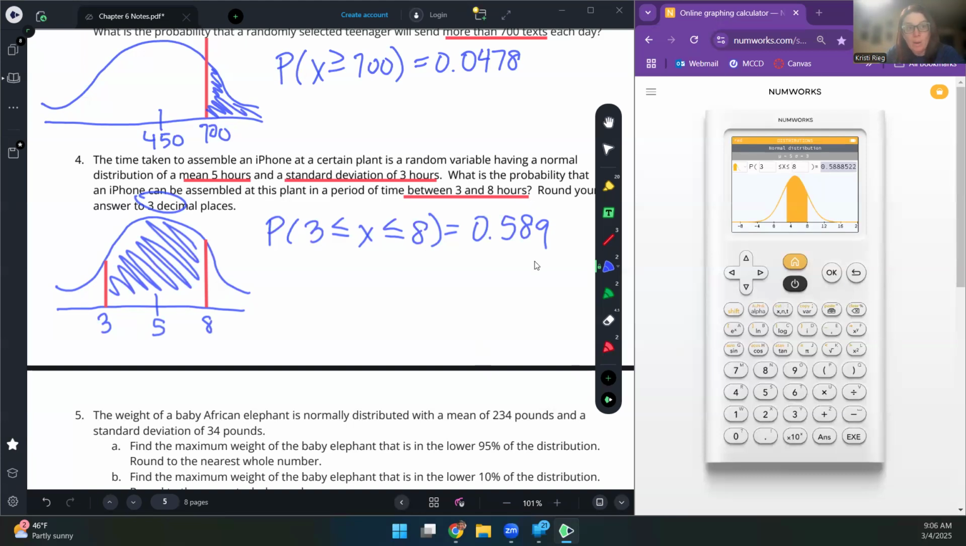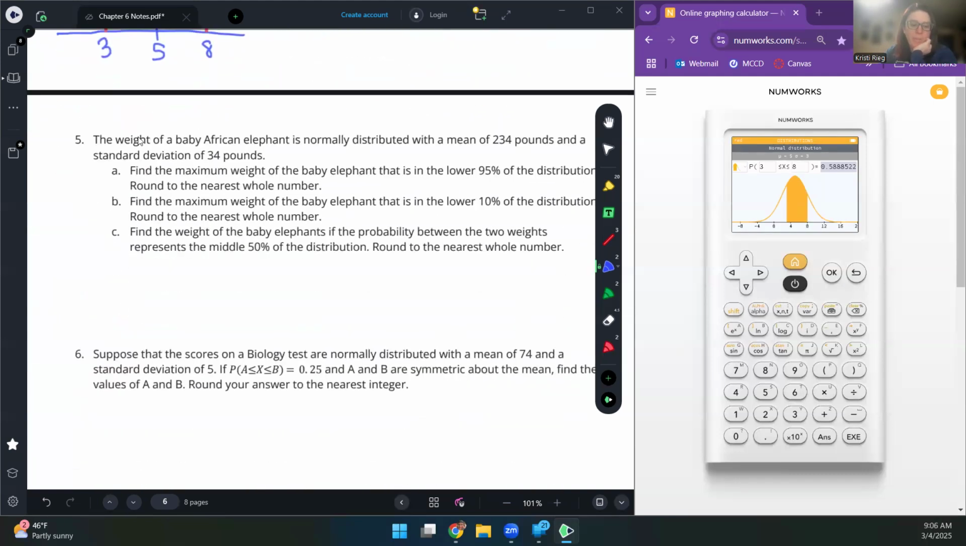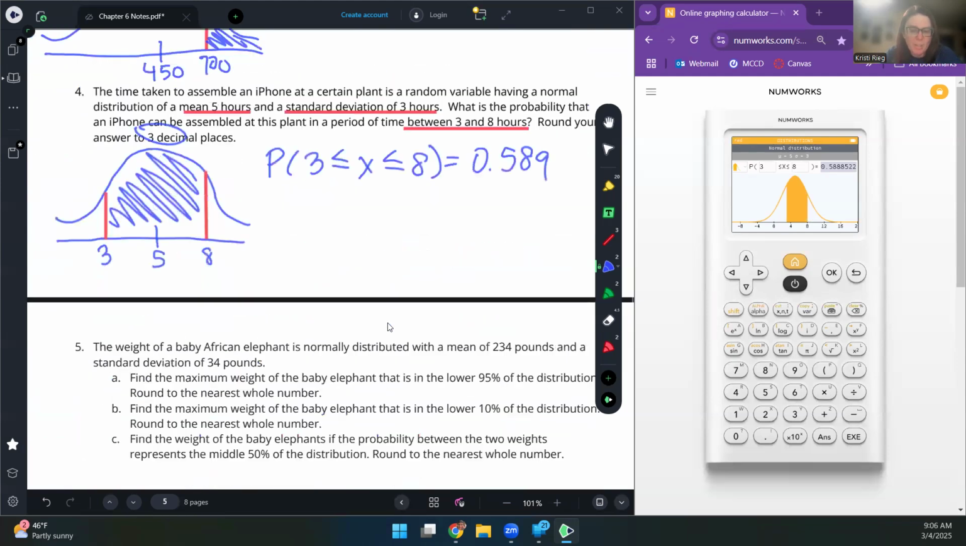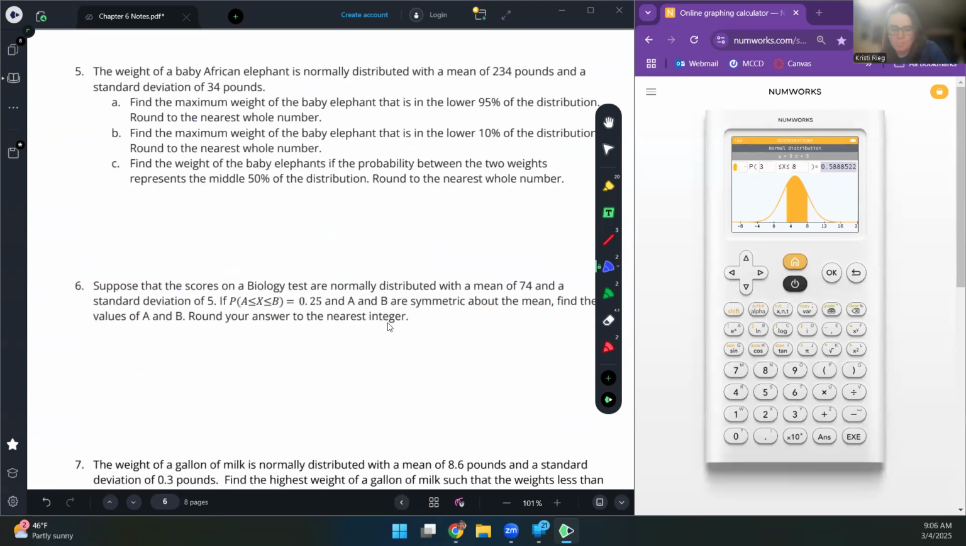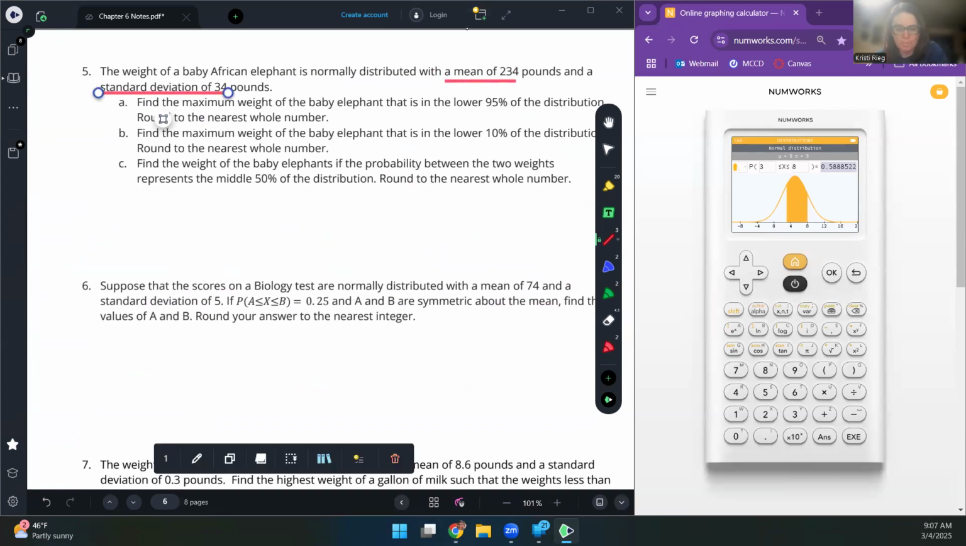Okay, now something completely different. Not really completely different, but now we're going to go backwards. If you recall from the last video, we talked about going from the probability to the z to the probability, and so forth. So here we have the weight of a baby African elephant. It's just like number 2, just worded as a different type of problem. It has a mean of 234 pounds and a standard deviation of 34 pounds.